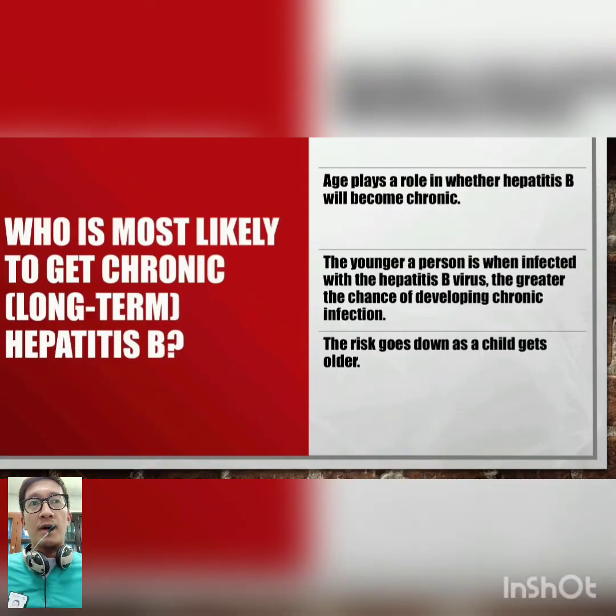Talking about chronic or long-term hepatitis B, who is most likely to get such infection? Well, age plays a role in whether hepatitis B will become chronic. The younger a person is when infected with the hepatitis B virus, the greater the chance of developing chronic infection. About 9 in 10 infants who become infected go on to develop lifelong chronic infection. The risk goes down as a child gets older. About 1 in 3 children who get infected before age 6 will develop chronic hepatitis B.